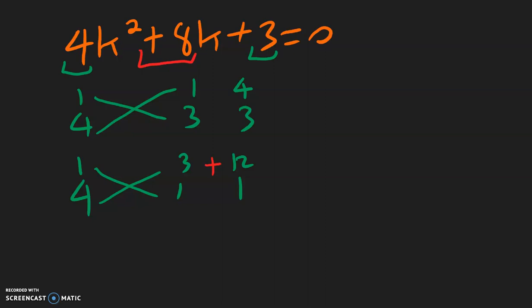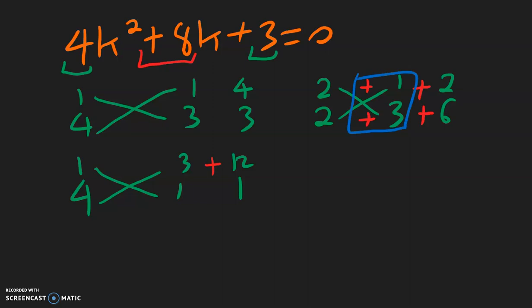Let's try to break up 4 with 2 times 2 instead. And then 3, we can only do 1 times 3. So 2 times 3 is 6. 2 times 1 is 2. And if we make both of them positive, that adds up to be positive 8, which is what we want. Now copy the positive signs over here. Double check. Positive times positive is a positive.